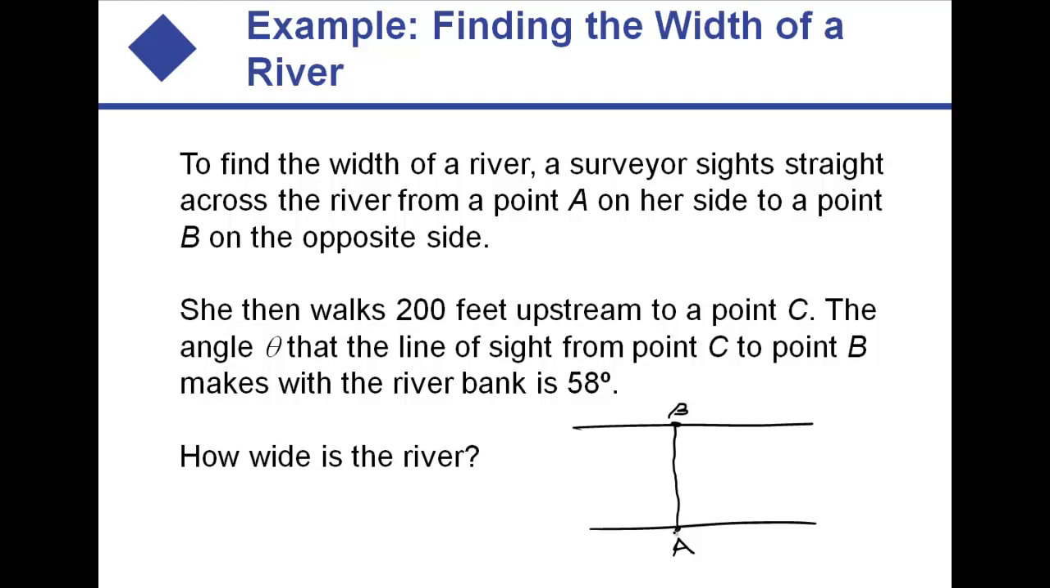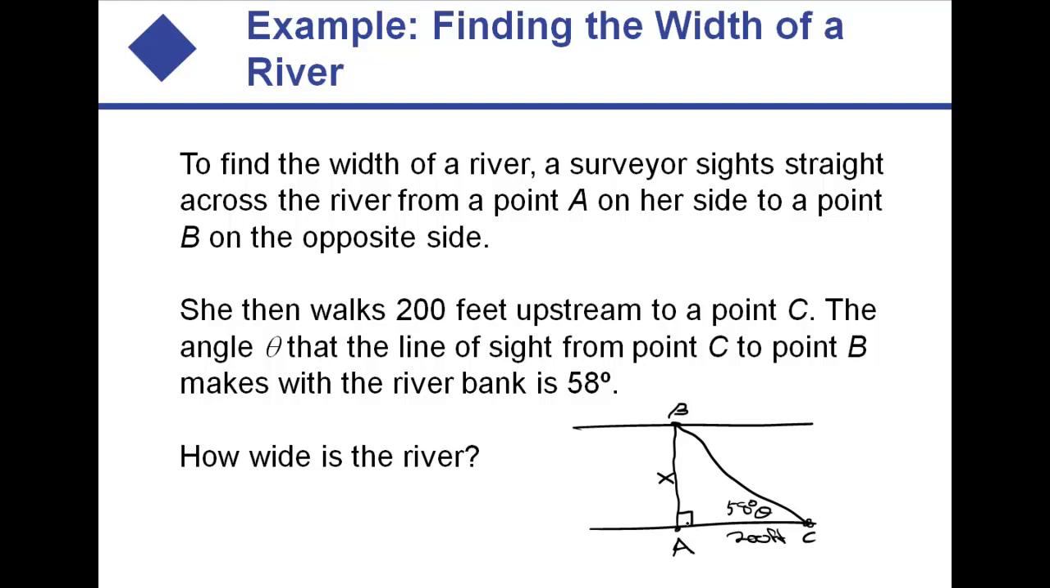Then we walk 200 feet upstream, so we walk over here to this point C, and this is a distance of 200 feet. And then we sight that same spot, excuse my horribly not straight line, and we figure out that this angle here, theta, is 58 degrees. Now they want to know how wide is the river, so aren't they asking us to solve for this length here?